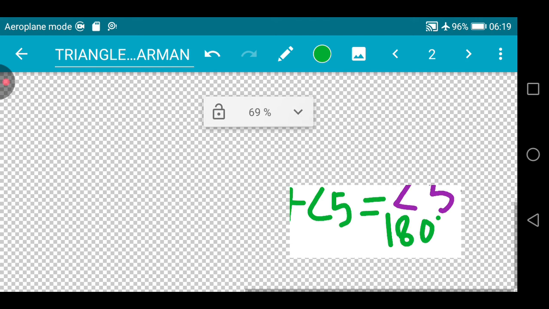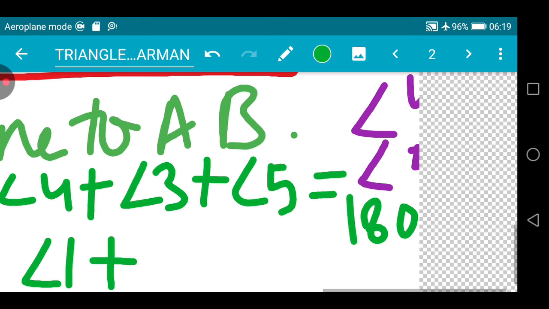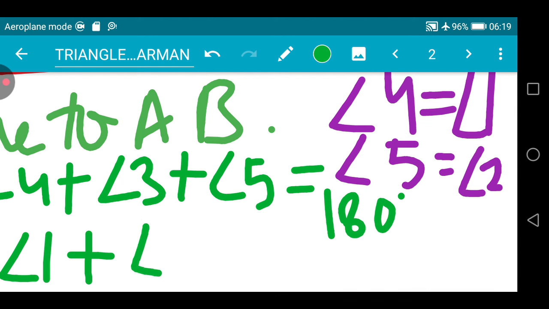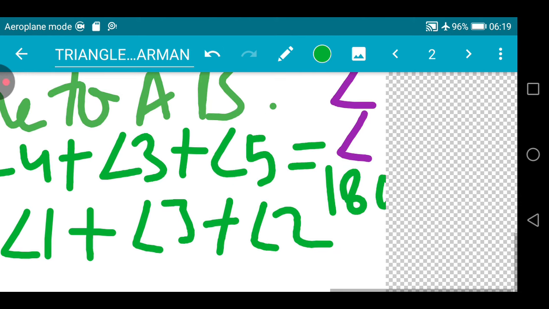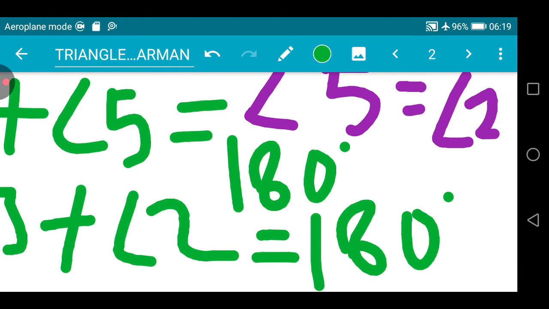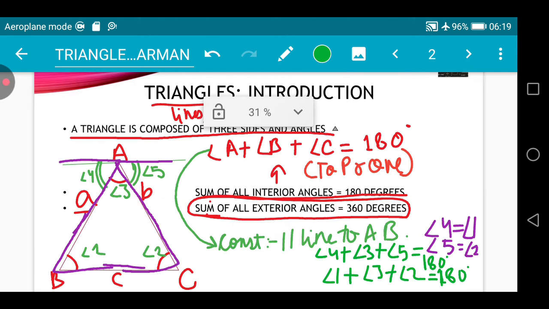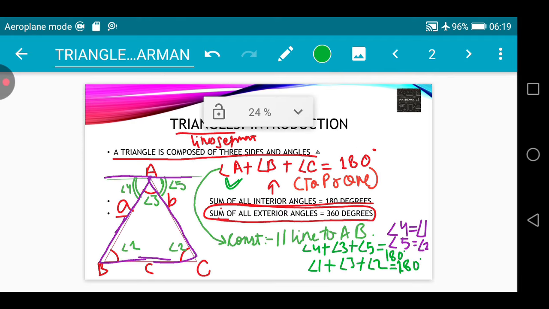Why? It's a straight line. And angle 4 we have got angle 1. Angle 3 we have found is angle 3 only. And angle 5 we have found angle 2, which is 180 degrees. So here we have proved that the sum is equal to 180 degrees. What we have proved? Angle A plus angle B plus angle C is 180 degrees. This much we have to prove. So you can take the screenshot, or you can write it by the side.